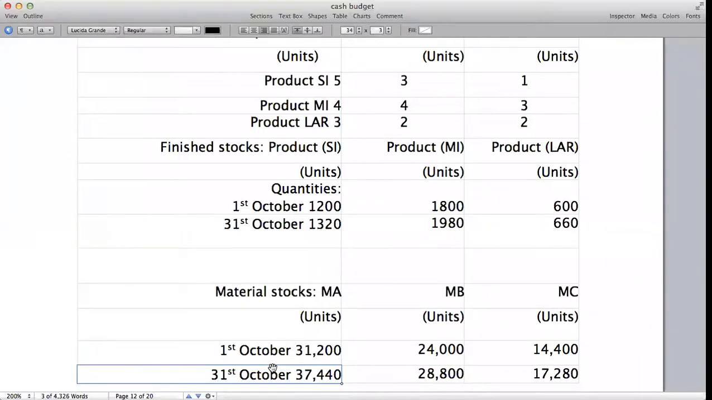Now let's pick the closing inventory of the materials. The closing inventory is 37,440. Sorry. So that is it. 28,800. Why are they having double figures like that? And then 17,280. So 17,280 as a change of this. So that is it. Then we are almost through.